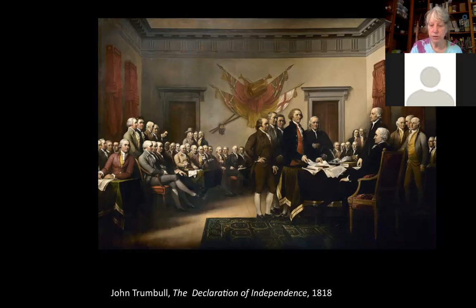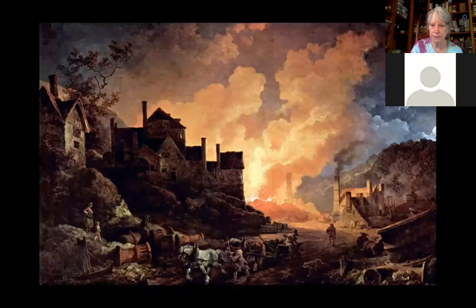We hold these truths to be self-evident, that all men are created equal and are endowed by their creator with certain inalienable rights, including life, liberty, and the pursuit of happiness. Those are all Enlightenment ideas that Jefferson and Hamilton and others put into the Constitution and the Declaration of Independence.